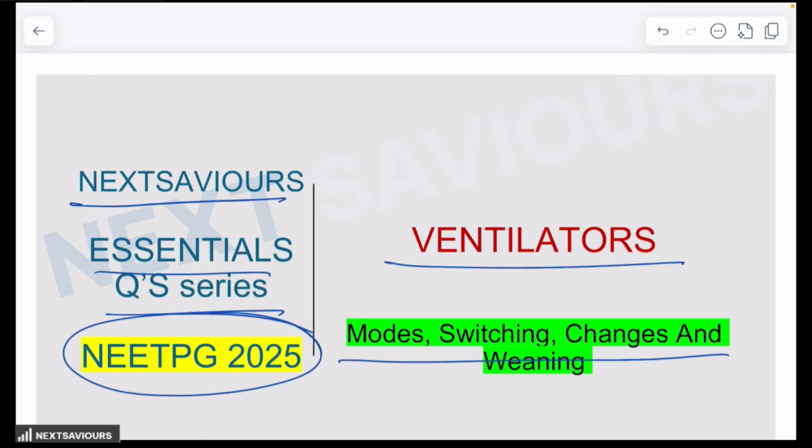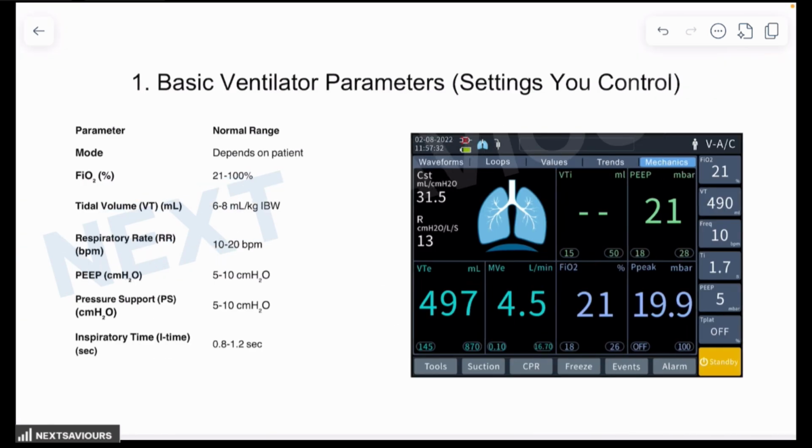Today we are going to have a discussion on the basic patterns of the ventilators, the basic questions that could be asked out of this topic. Now, what is what on a ventilator? The first thing is, what are the basic ventilator parameters? That means the settings that you can control once you put the patient on a ventilator.